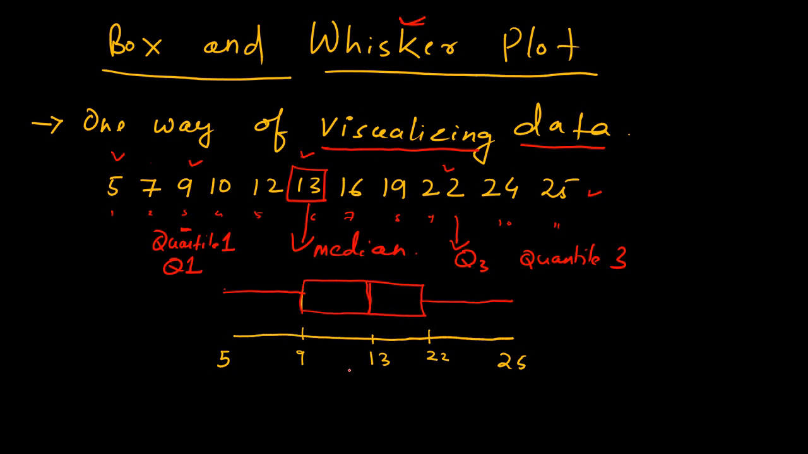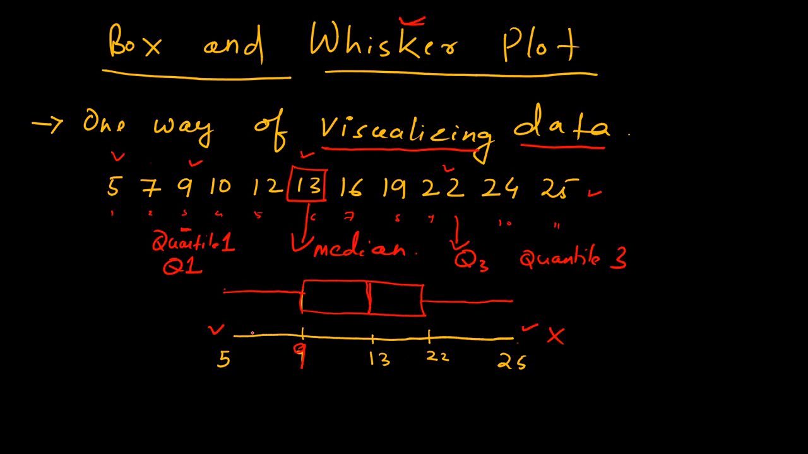So how do we plot it? So here is the way we plot it. So here is an x-axis. We have numbers from 5 to 25. So 5 being the lowest number and 25 being the highest number. All right. So then this is 9, and then the middle number is 13, and then Q3 is 22, and the last number is 25, right? So this is a number line.